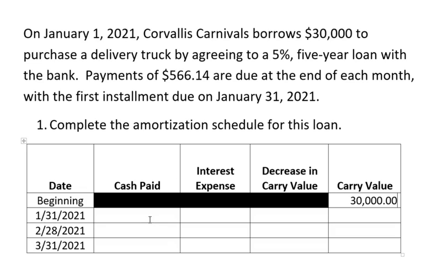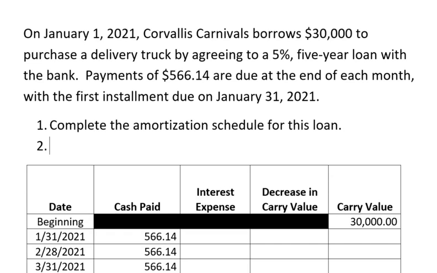All right, so on January 31st, we'll make our first payment of $566.14. That's the amount of cash we're going to pay every single month, just like you would if this were a car loan or whatever. Now, how do we calculate interest? Well, interest is principal times rate times time. Principal is the amount we owe, in other words, the carry value on the note. On an installment note, that carry value is going to change with each payment.